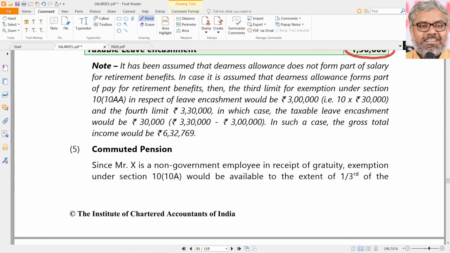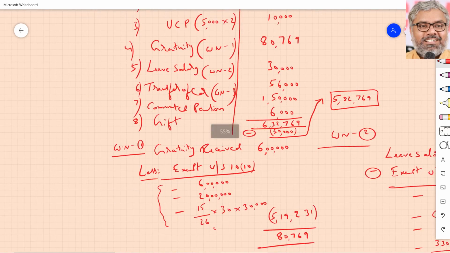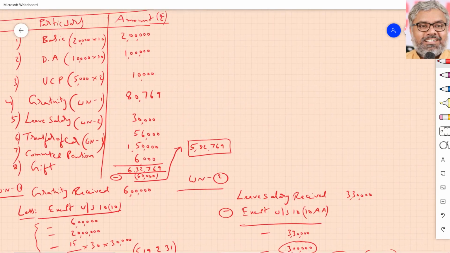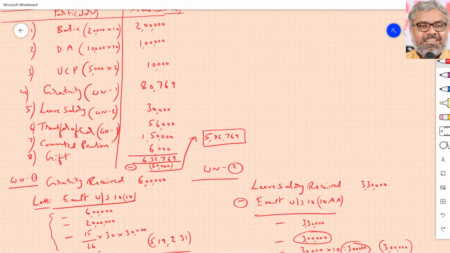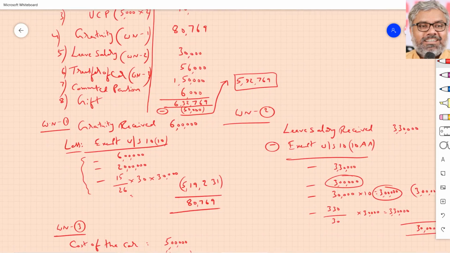Here in this solution, it has been assumed that DA was not forming part of salary. But what we have assumed is that DA was forming part of salary. That's it. So that assumption we have to write also in the working note. So this is how the problems under the head of salaries have to be approached.